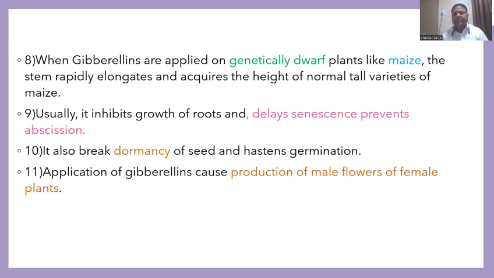So this is about the gibberellin. Scientist Kurosawa first time discovered this plant hormone from the fungus Gibberella fujikuroi. This is about the gibberellin.